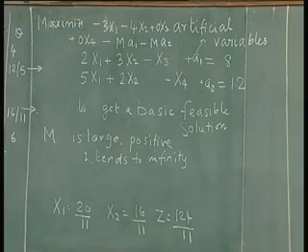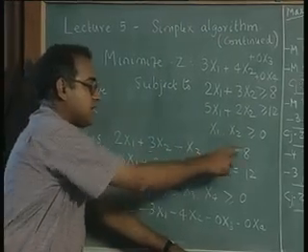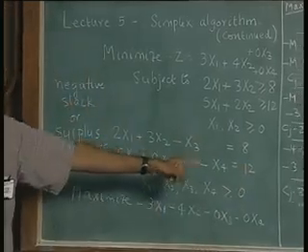Now what are the other observations that we have? One is, it is easier to introduce artificial variables when the problem does not have a visible initial basic feasible solution, as we had here. This problem does not have a very clear basic feasible solution, because fixing x1 and x2 to 0 would give us x3 equal to minus 8, x4 equal to minus 12. So this is not a basic feasible solution.